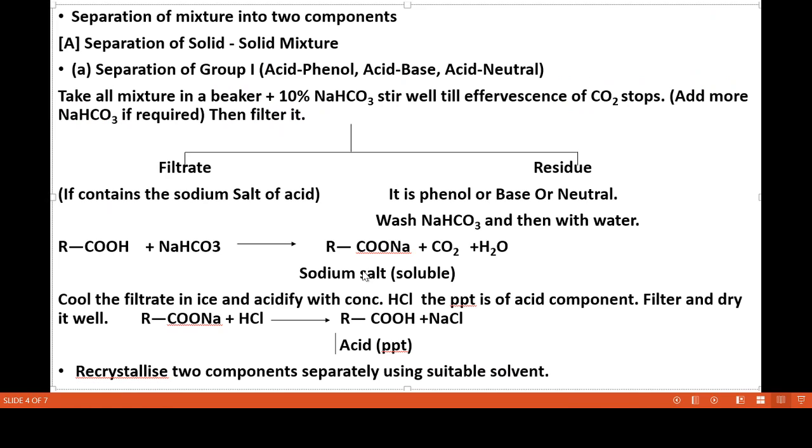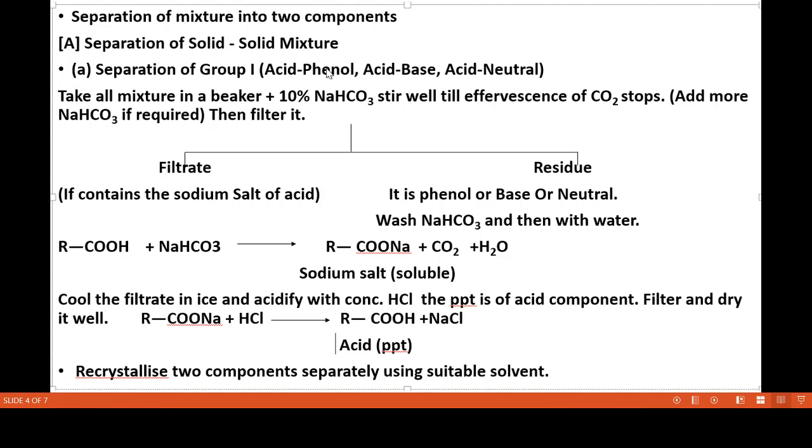Okay, we start with this point, separation of mixture into two components. In that we separate the solid solid mixture by the first way, that is separation of group first. Student, in the solid solid mixture we determine the type; the initial step is type determination. So we know the type of the organic compound. The type may be acid phenol, acid base or acid neutral.